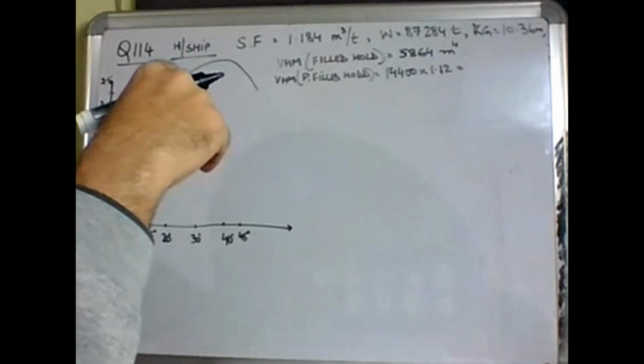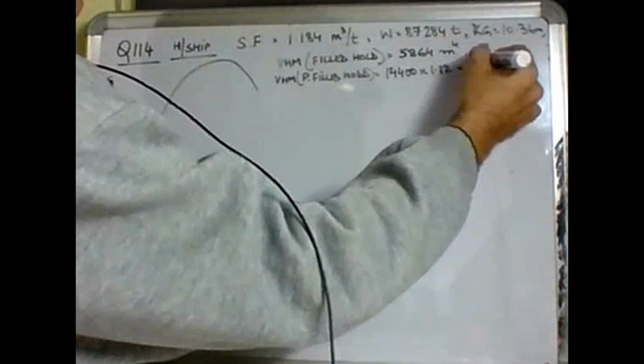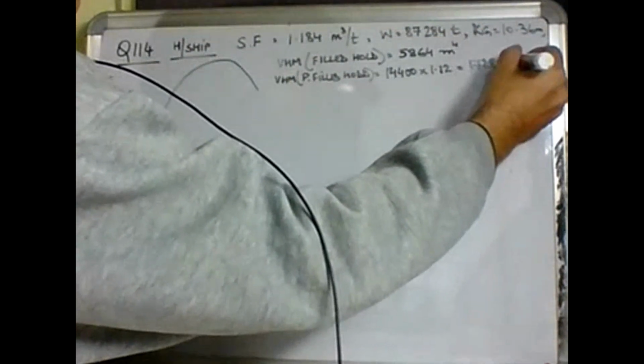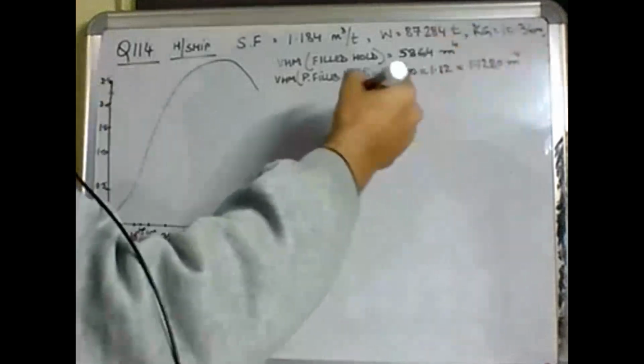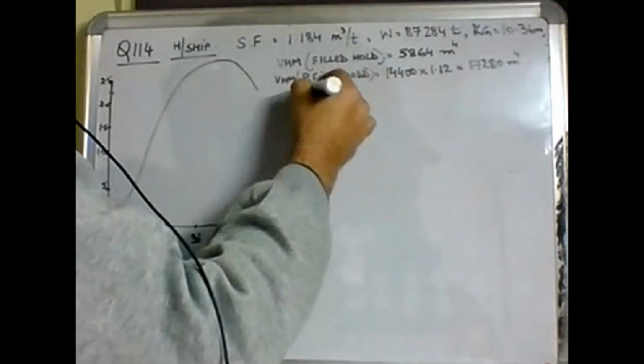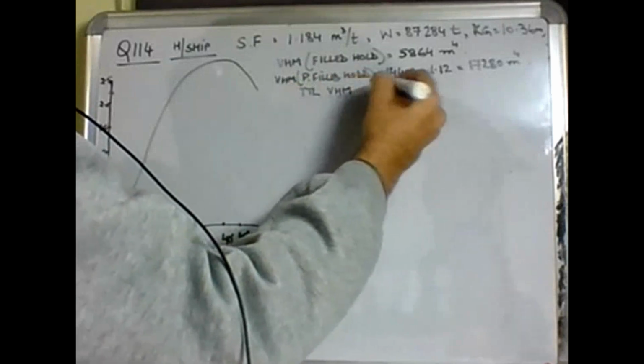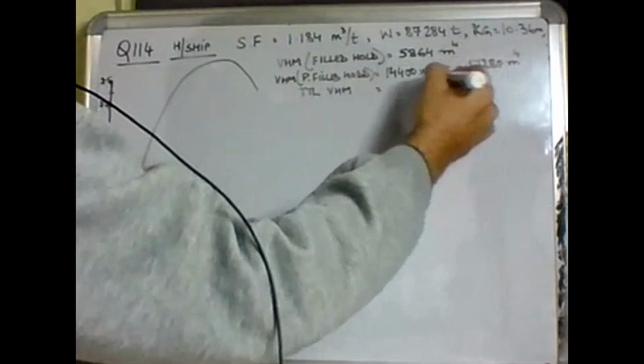$14,400 multiplied by 1.12 gives 17280. What is the total volumetric healing moment? Add these two.